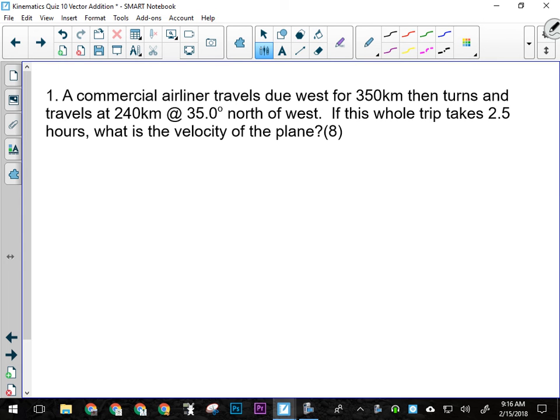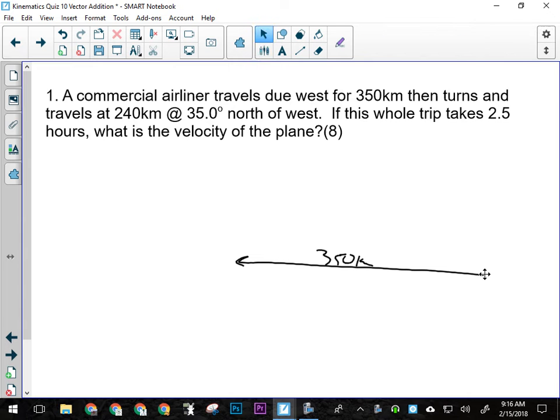So for our first question here, we have an aircraft that is flying west for 350 kilometers. All right, so due west, and then it's going to go northwest, so we'll draw low. Okay, so due west, 350 kilometers. Okay, then it turns and travels 240 kilometers at 35 degrees north of west.